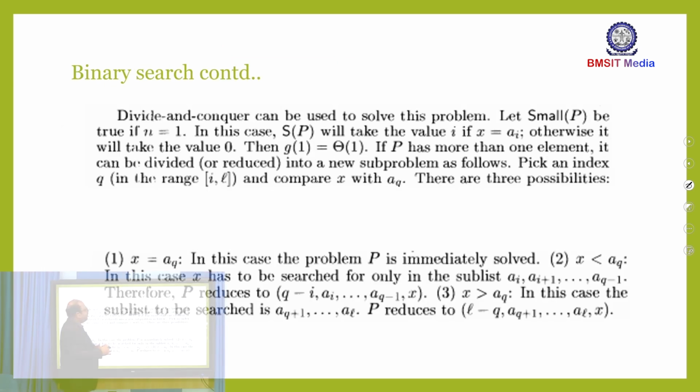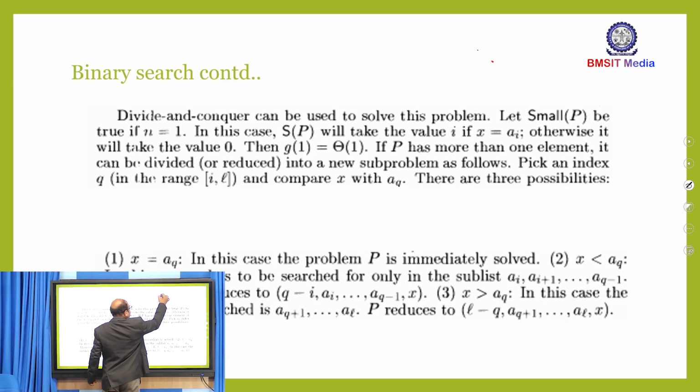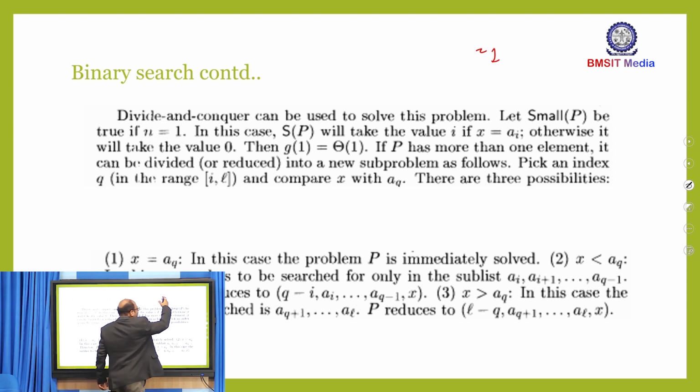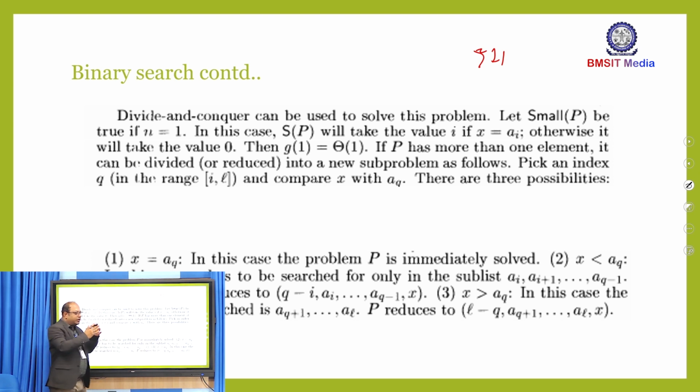Whenever there is only 1 element in terms of binary search, here we apply the divide and conquer method. Divide and conquer means, when the value of n is greater than 1, in that case we have to divide the problem into 2 sub-half problems: the left side problem and the right side problem.